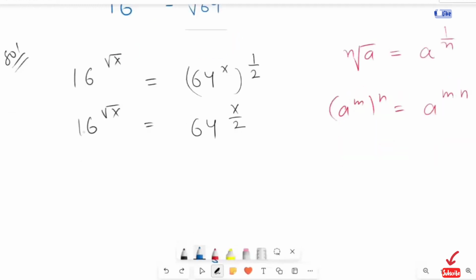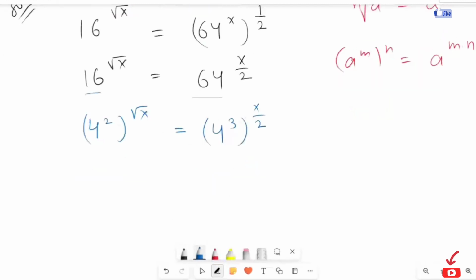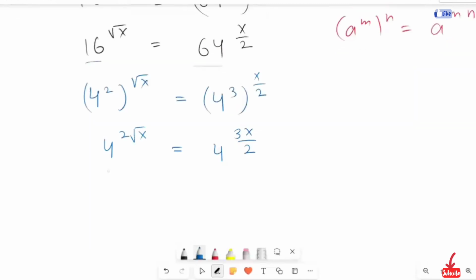In the next step, I'm going to change both the bases in the form of power. So this 16 turns to 4 raised to power 2, and 4 raised to power root x. And this 64, 4 three times gives us 64, raised to power x over 2. Here again, I am going to multiply the powers. So it will turn to 4 raised to power 2 root x is equal to 4 raised to power 3x over 2. Now we have the same bases, so we can equate the powers.